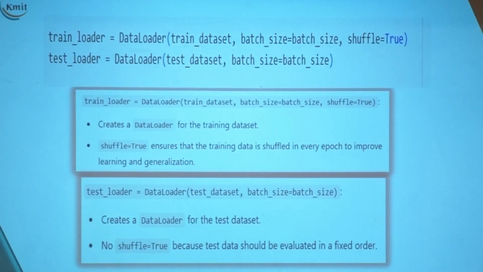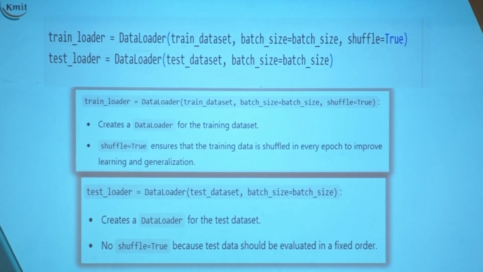Now, train loader, as I told you, creates a data loader for the training data set. The important part here, guys, is the parameters this data loader is taking. It is taking the train data set, and the batch size, which we have given as 64. The important part is shuffle equal to true. What is the difference between the data loader of the train data set and the test data set here? Shuffle. Very good.